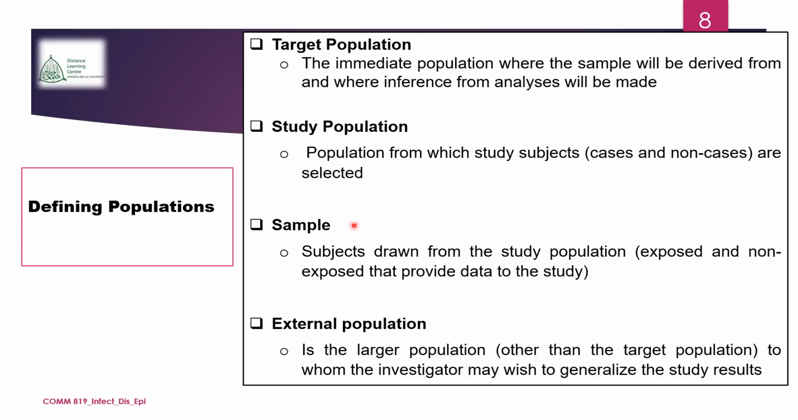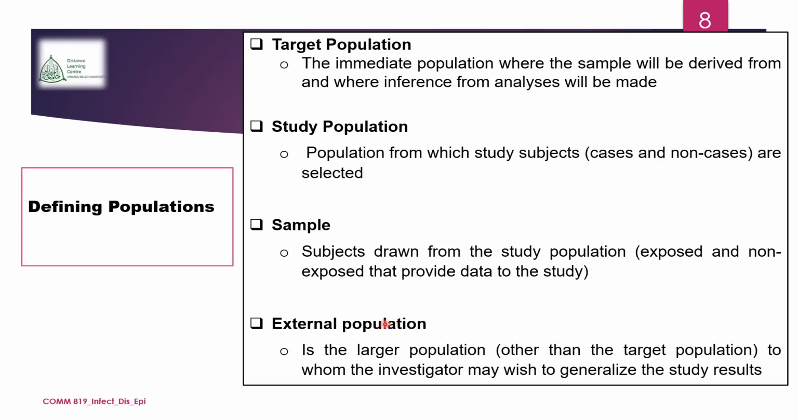Then we have the sample. The sample are subjects drawn from the study population, both exposed and non-exposed, that provide data to the study. Then we have the external population. The external population is the larger population other than the target population, to whom the investigator may wish to generalize the study result. So you need to know the distinction between external population and target population.